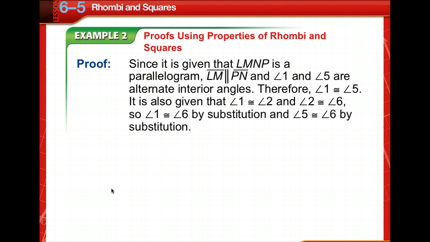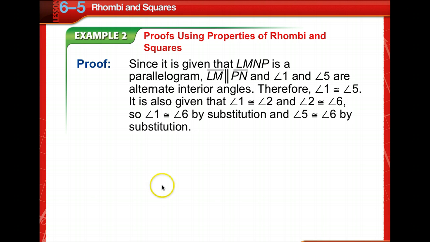So since it's given that LMNP is a parallelogram, we know that LM is parallel to PN, and angle 1 and angle 5 are alternate interior angles. So that means that angle 1 is congruent to angle 5. It is also given that angle 1 is congruent to angle 2 and angle 2 is congruent to angle 6.